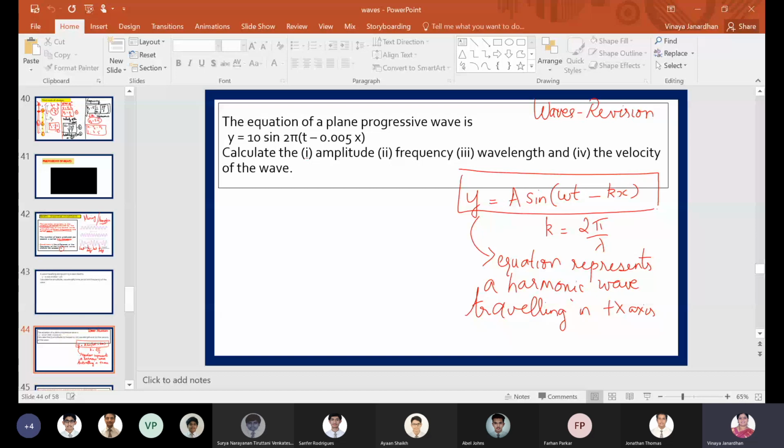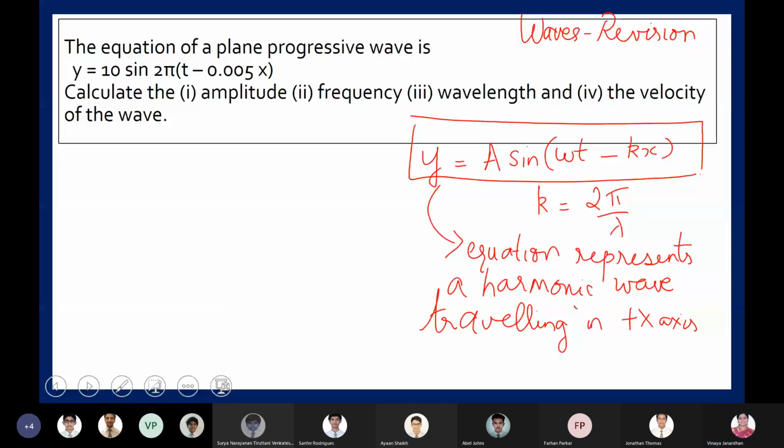Okay, so we'll start with this waves numerical revision. The equation of a plane progressive wave is y equals 10 sin 2π(t − 0.005x). Calculate the amplitude, frequency, wavelength, and the velocity of the wave. Right?